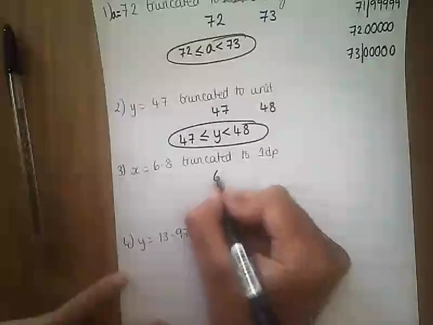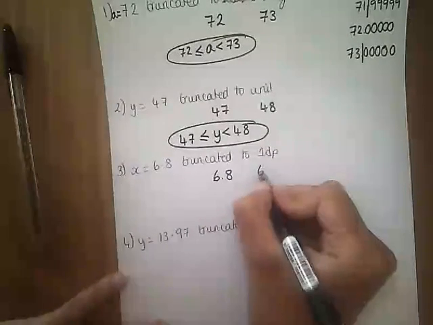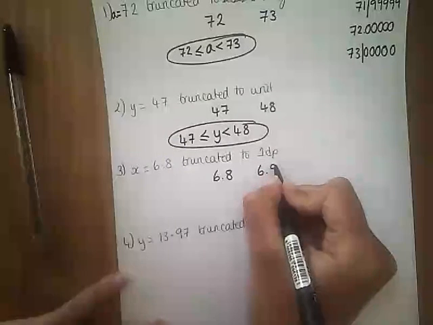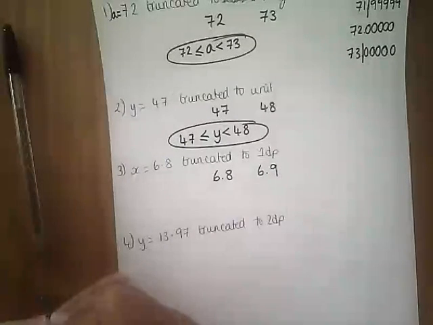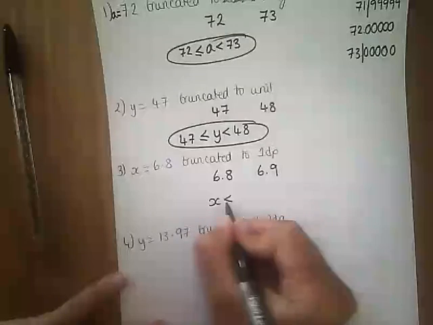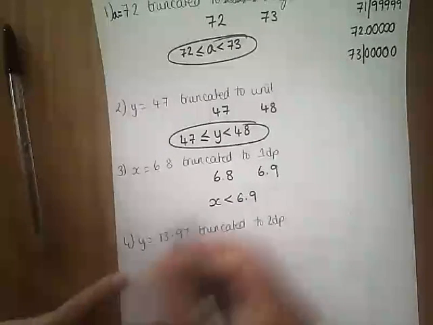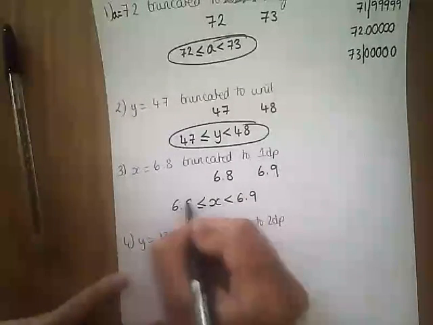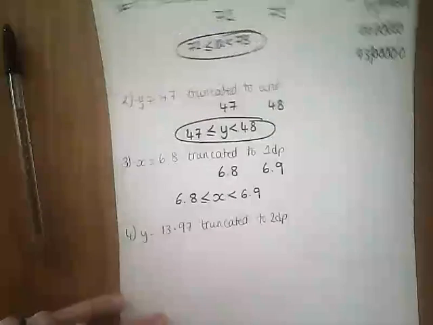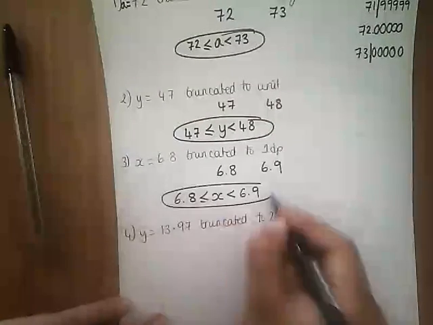6.8 to one decimal place. So we're going to have 6.8. The highest it could be is 6.899999999, so that's going to be 6.9. So it couldn't actually be that, so it's got to be less than 6.9, but it could be as low as 6.8. Can't be any lower because otherwise it would truncate to 6.7.